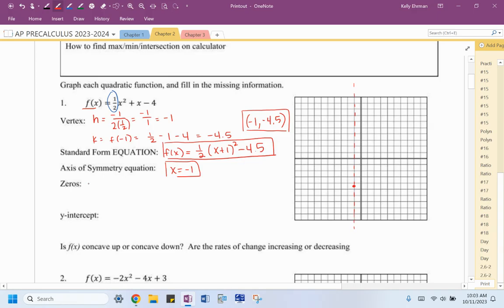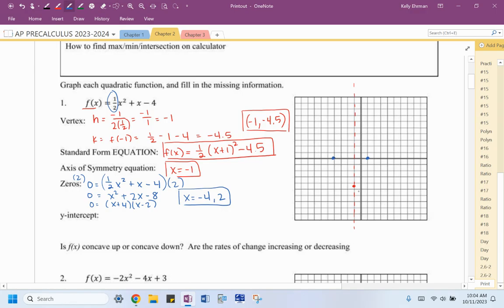To find the zeros for this function, you should be setting the function equal to 0. Now, anytime I have a fraction and I'm trying to solve an equation that's equal to 0, I want to get rid of the fraction. I'm going to multiply both sides by 2. 2 times 0 is still 0. This becomes x squared plus 2x minus 8. And then that's easier to factor. So (x plus 4)(x minus 2). The zeros are negative 4 and positive 2. So positive 2, negative 4.